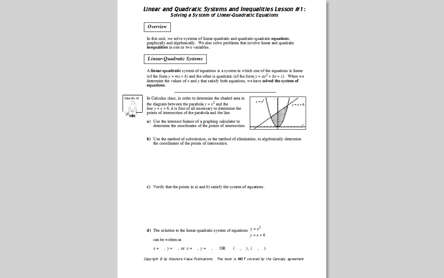Okay, we're going into the next lesson, which is lesson 6. It's on page 535.